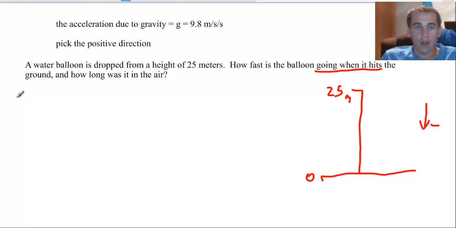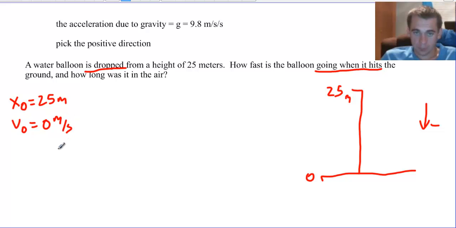So, the balloon is dropped from a height of 25 meters. That means I know an initial position. It started 25 meters in the air. But I also know an initial velocity. It didn't say a ball was thrown, it said a ball was dropped. And so I know its initial velocity, when it was in my hand, was 0 meters per second. So I'm looking for a final velocity, question mark. How fast is the balloon going when it hits the ground?